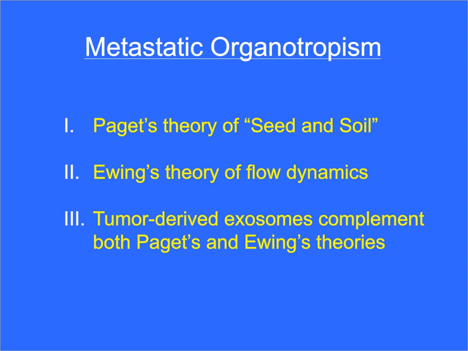For instance, melanoma, eye melanoma. You would think it would metastasize to the brain, being close by, based on James Ewing's theory, but in fact it metastasizes to the liver. And there's plenty of examples of that. Lung cancer can commonly go to the adrenal glands, for instance.